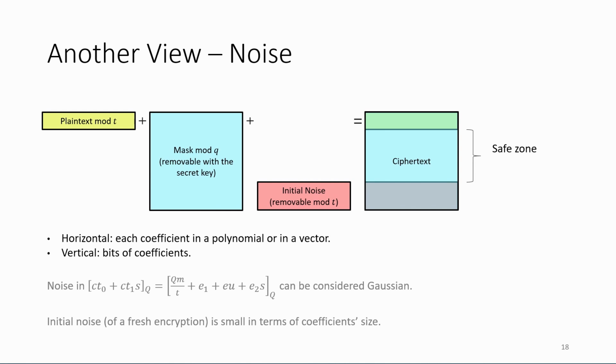You can see there's a safe zone here that separates the message from the noise. And this gives you correct decryption. If the plain text and the initial noise start overlapping, you start to lose information. In BFV, decryption will fail. In CKKS, you lose precision.